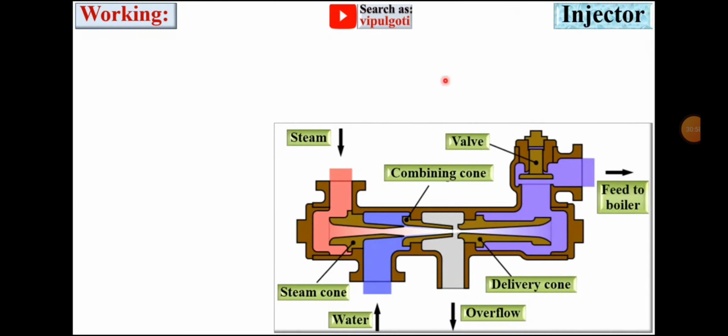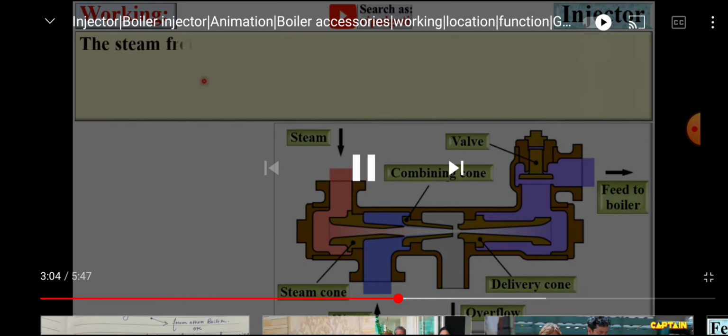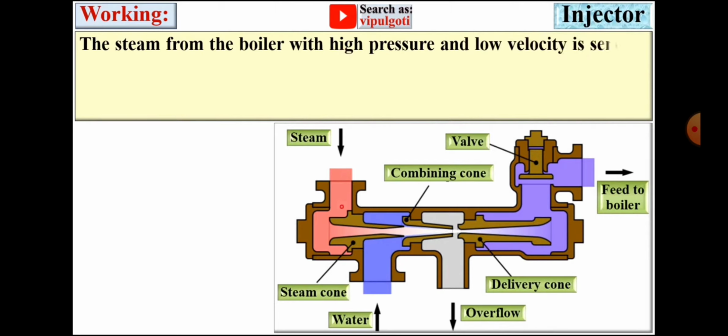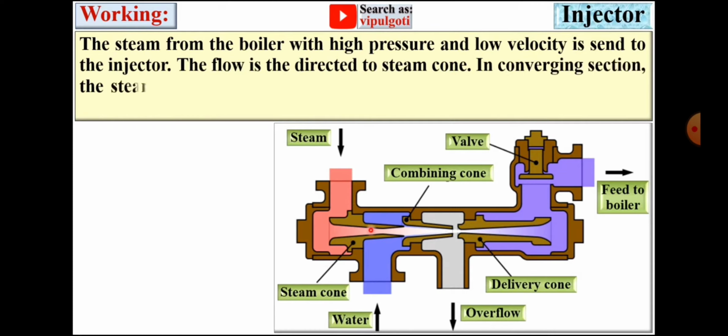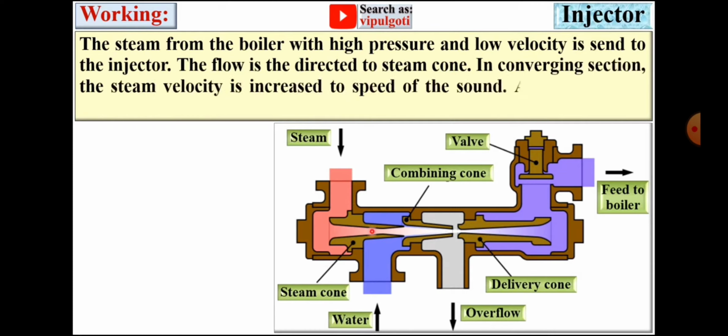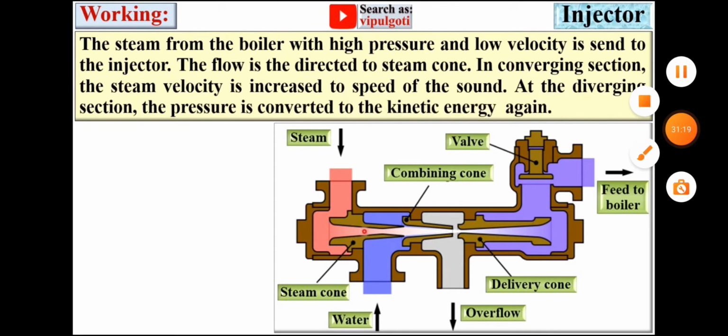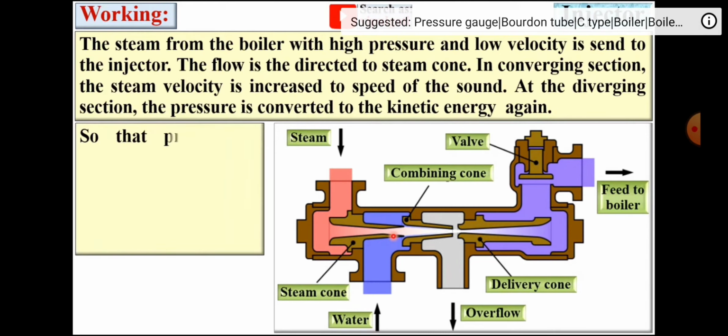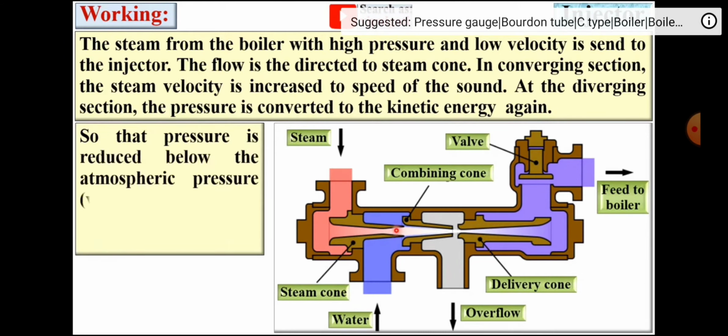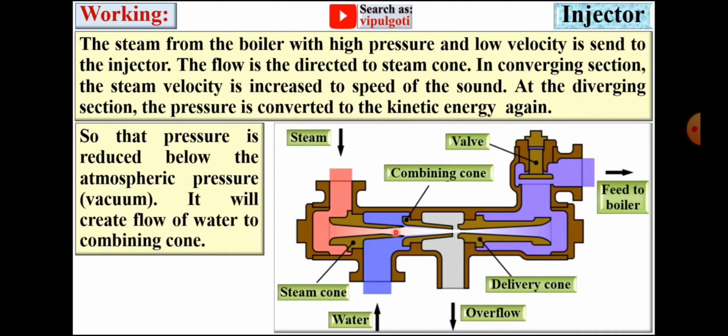Now the working of injector. The steam from the boiler with high pressure and a low velocity is sent to the injector. The flow is directed to the steam con. In converging section, the steam velocity is increased to the speed of sound. At the diverging section, the pressure is converted into the kinetic energy again, so that the pressure is reduced below the atmospheric pressure, that means vacuum pressure, and so that it will create the water flow to the combined con.